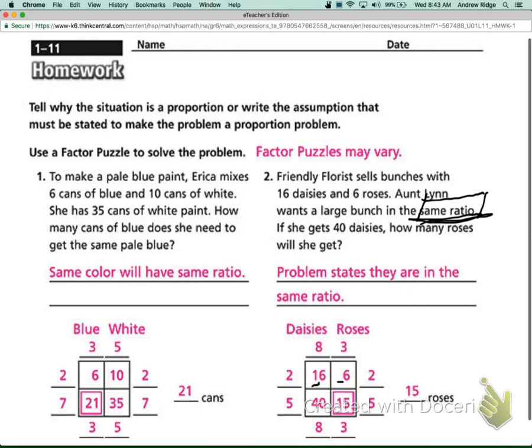Now, we just take here, we got 16 and 6. Here's our 16, here's our 6, right? Then we just need to make sure that the daisies line up under the daisies. And here they are, 16 and 40, right? So, what goes into both of them? 8. What goes into both 16 and 6? 2.